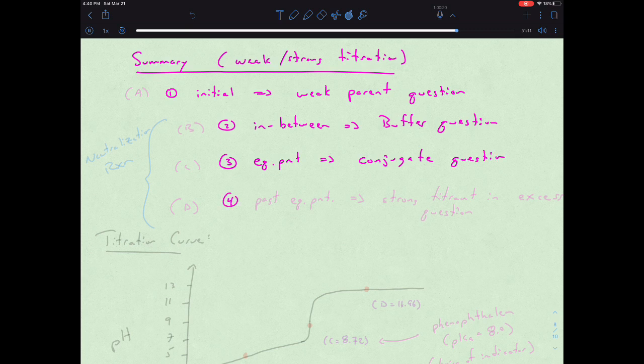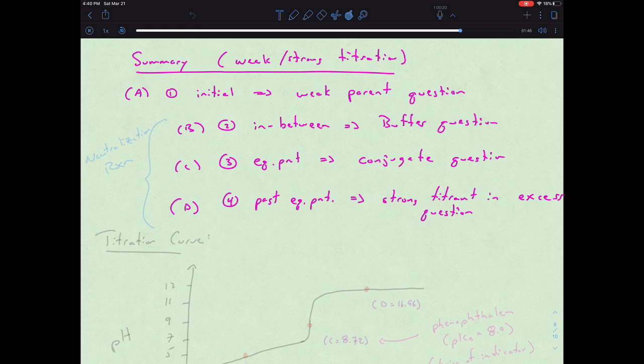And then 4 is when we're now past the equivalence point, and now that's a strong titrant in excess question. Really a strong parent question, but it's really the titrant, and now it's in excess. So that's how you can break up each one of those pieces, as far as part A, part B, part C, and part D.